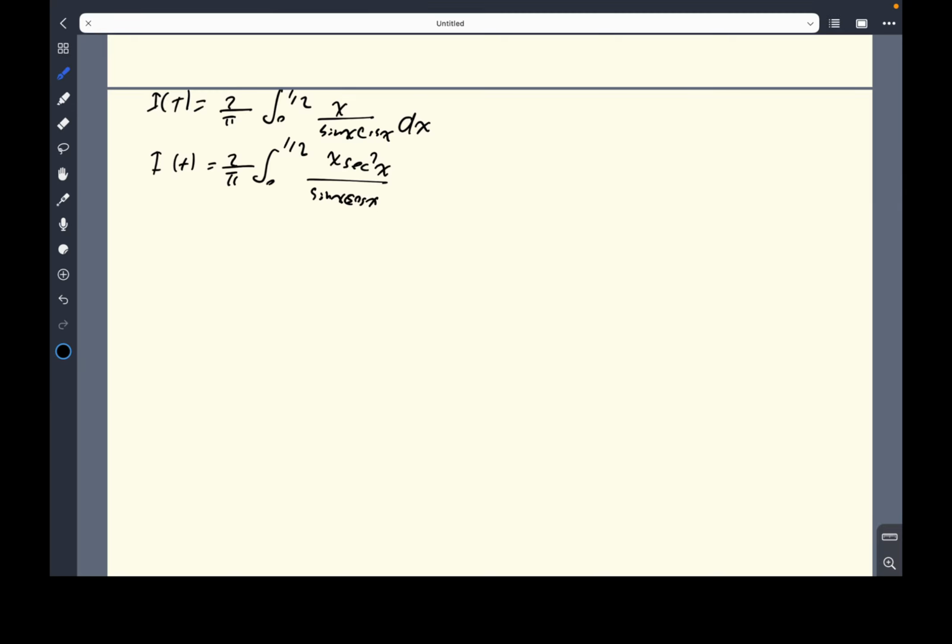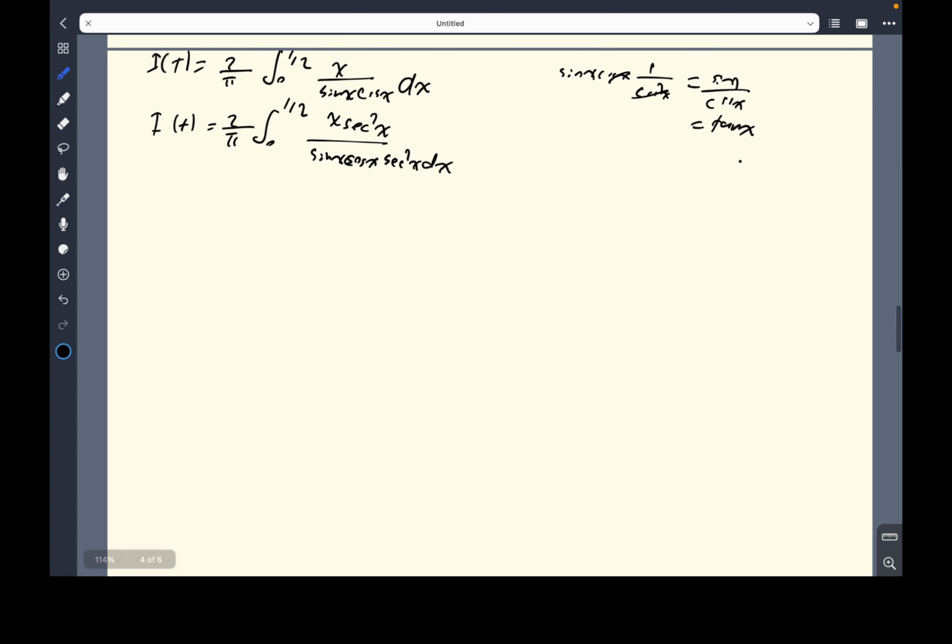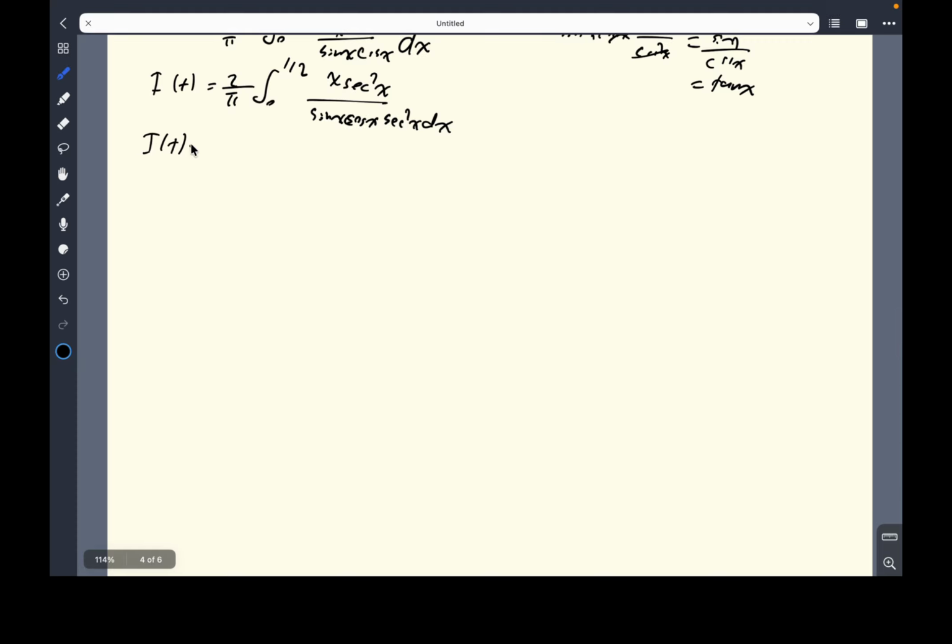Sine x, secant squared x dx. Sine x cosine x times 1 over cosine squared x is just going to be sine x over cosine x, which is tan x. Thus, the integral that I'm looking for is simply x secant squared x over tan x dx.